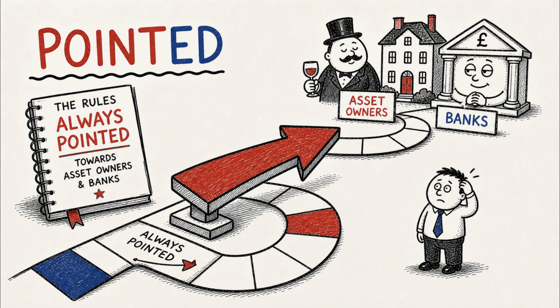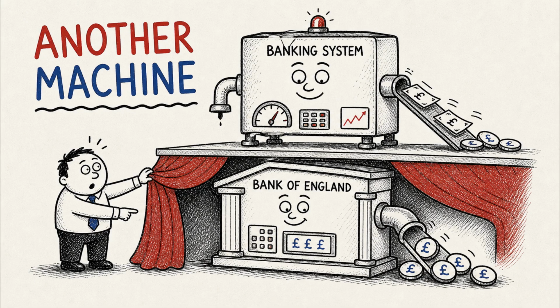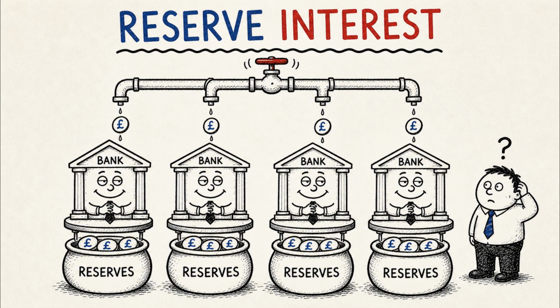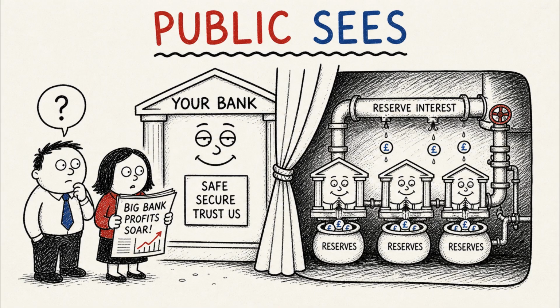Now there is another awkward point. When the Bank of England creates reserves to buy gilts, those reserves do not just disappear. They sit in the banking system, and the Bank of England pays interest on many of those reserves. When interest rates are very low, that was not such a huge political issue. But when interest rates rose, the cost of paying interest on reserves became much more noticeable.